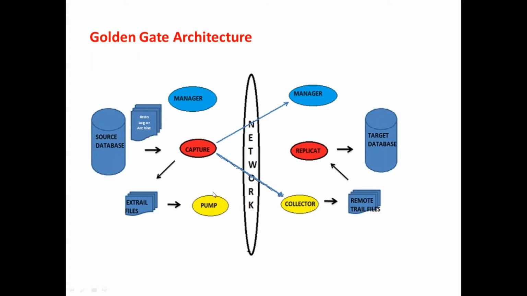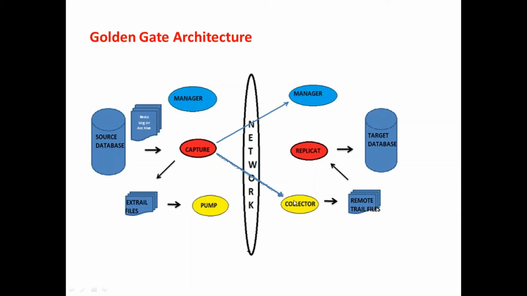Okay, this is why a pump is used, or why it is not used. Let us understand this diagram. Assume the pump is not there, I don't use a pump, because it is optional. So capture is directly sending the data to the manager, and the manager is reading to the collector. So it is working, right? So what would be the problem?